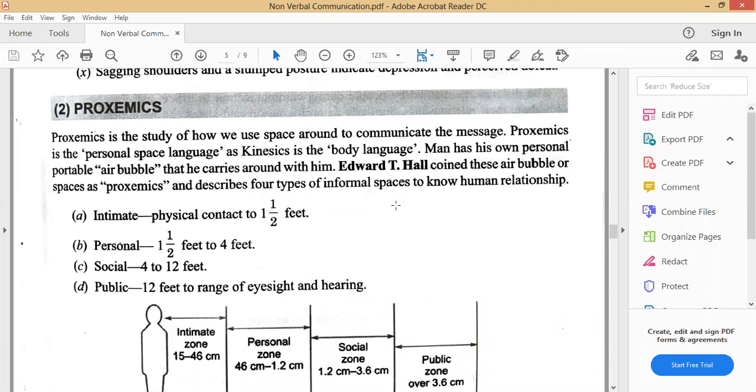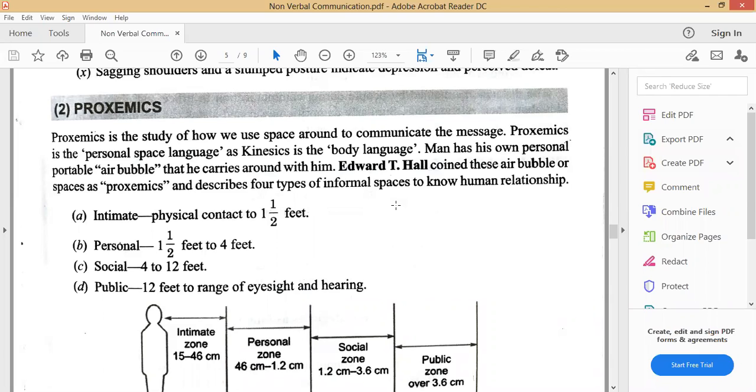So man has his own personal portable air bubble that he carries around with him. Edward T. Hall coined these air bubble or spaces as proxemics. ठीक है, एडवर्ड टी हॉल जो है, he says that we carry a air bubble with us.